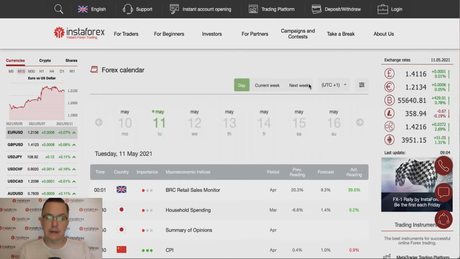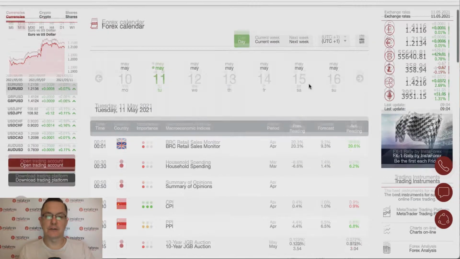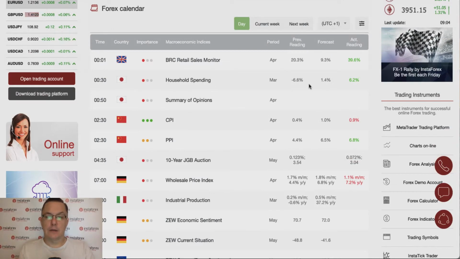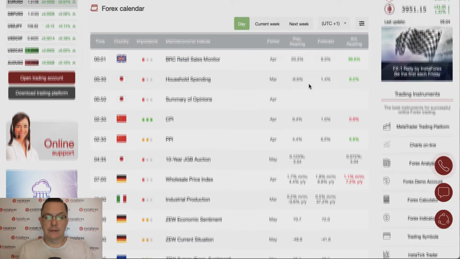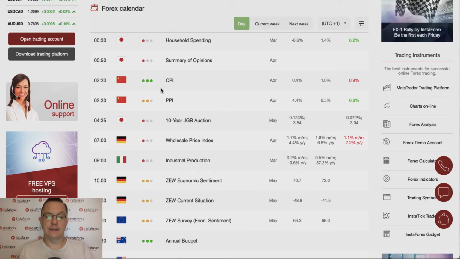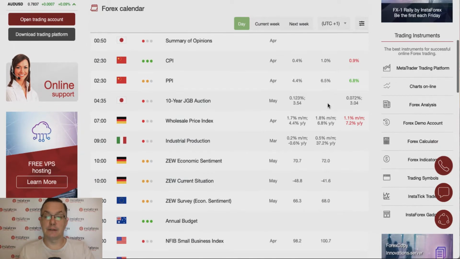Let's take a look at the Forex calendar at the beginning of the trading day. So, what kind of data had been released overnight? The first thing is CPI and PPI data from China. 2:30. CPI worse than expected, 0.9 versus 1%. PPI better than expected, 6.8 versus 4.5%. So there might be some moves on the Australian and New Zealand currencies, so we will take a look on this.